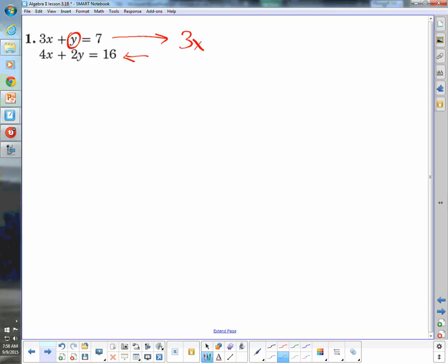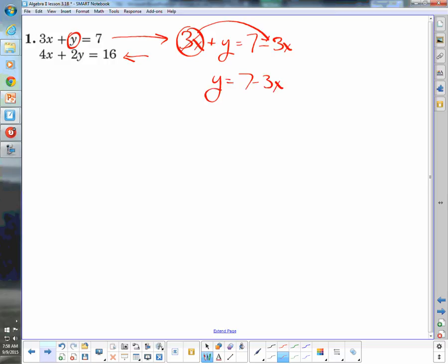So what I do is I take this equation, 3x plus y equals 7. I'm going to try to get y all by itself, so I'm going to move the 3x off of this side onto the other side. Remember, that's going to be minus 3x. So what I have is y equals 7 minus 3x.